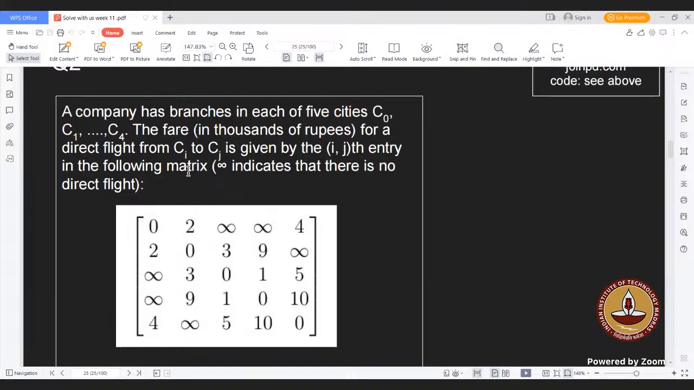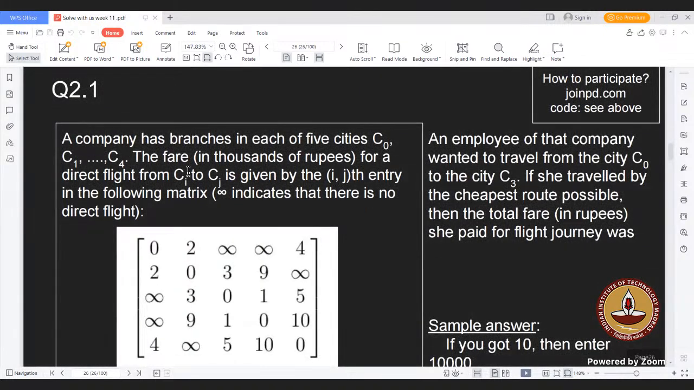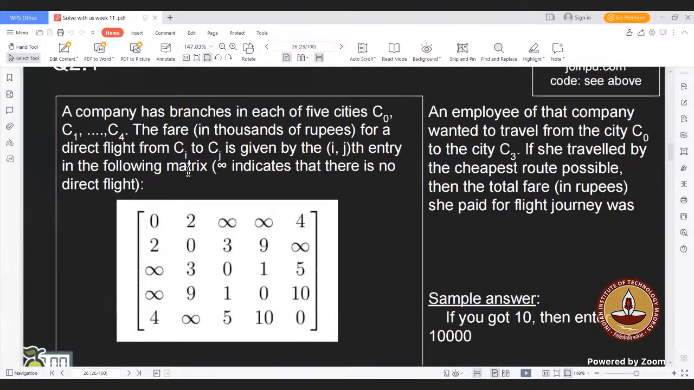You guys know how to draw the graph if the adjacency matrix is given? Okay. So what are the vertices of this graph? C0, C1, C2 up to C4. So you have to draw C0, C1, C2, C3, C4. And C0 to C1, there is an edge and its weight is 2. Similarly, C0 to C4, there is an edge and its weight is 4. This is what it means.